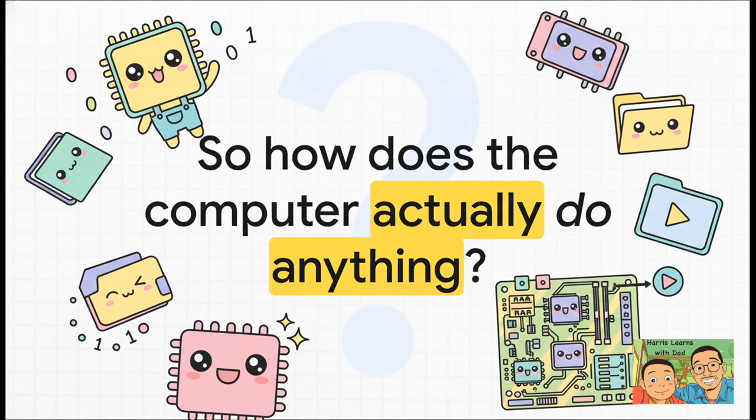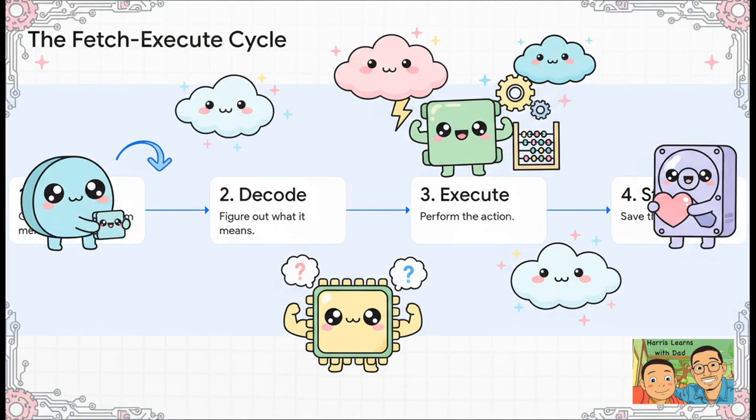So this brings up a pretty important question. We've got all these parts, we've got this whole city, but how does it all actually do anything? Moment by moment, what happens when you click to open a file or play a video? Well, the answer is this simple but relentless four-step loop. This is literally the heartbeat of your computer. The CPU fetches an instruction from memory, it decodes it to figure out what it's supposed to do, it executes the action, and then it stores the result, and then it does it all over again.